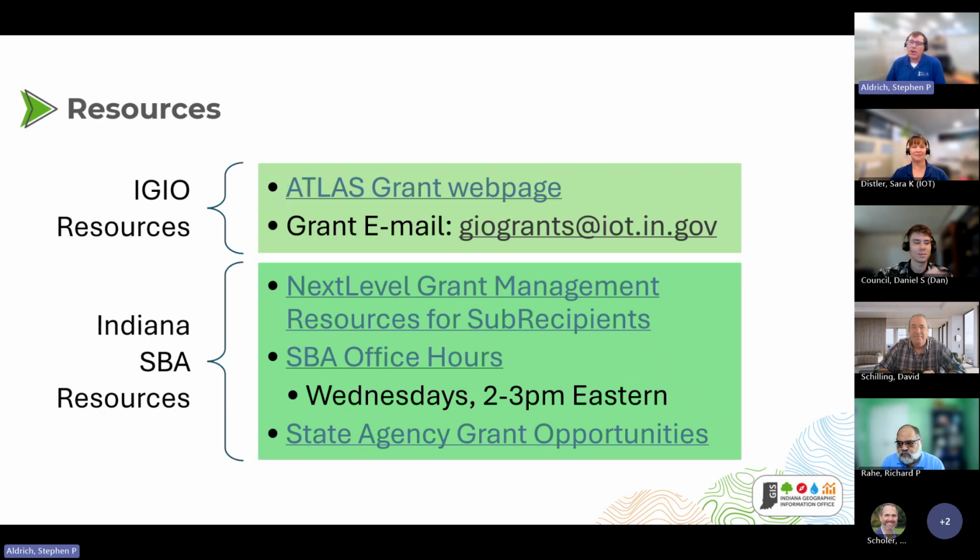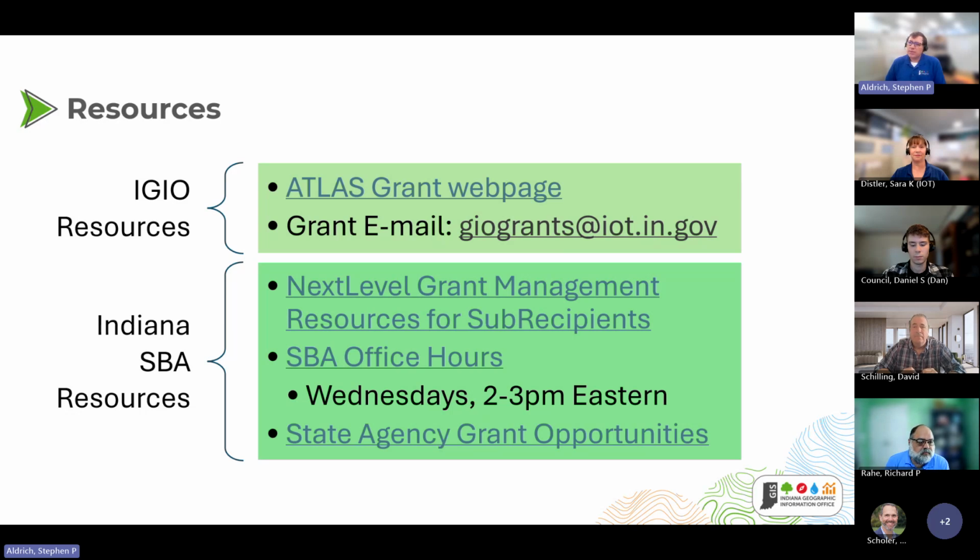And you can always email giogrants@iot.in.gov. This is a shared email that comes to many of us on this call, and we can answer your questions about the Atlas Grant program, or even technical matters. If you're having trouble with something, we can make sure that you get connected with the right resource from SBA, like David, who might be able to help you with a technical question with the Unigrants platform. And of course, you can always reach out to one of us directly, but if we're out of the office, we might not get back to you, whereas the GIO grants email comes to many of us, and one of us will be able to pick it up maybe more quickly.